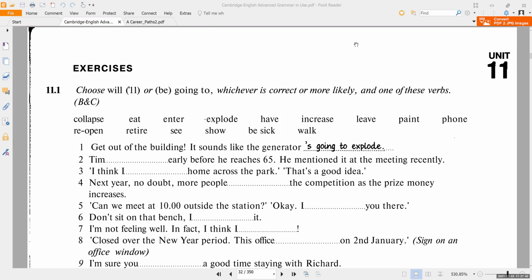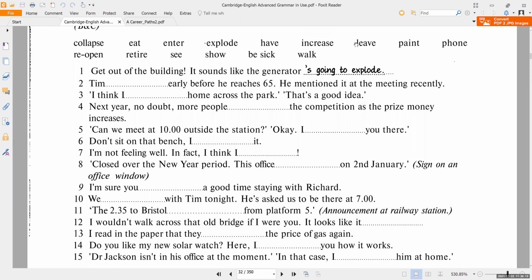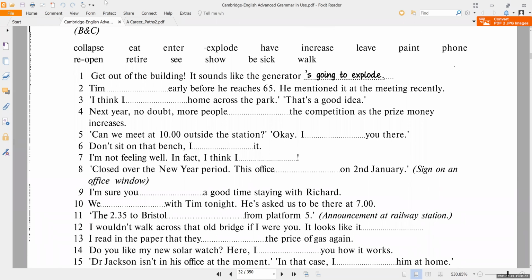Choose will or be going to, whichever is correct or more likely, and one of these verbs. Yes. So I have verbs here: collapse, reopen, eat, retire, enter, see, explode, show, have, be sick, increase, walk, leave, paint, and phone. So we will solve these exercises, 15 questions.